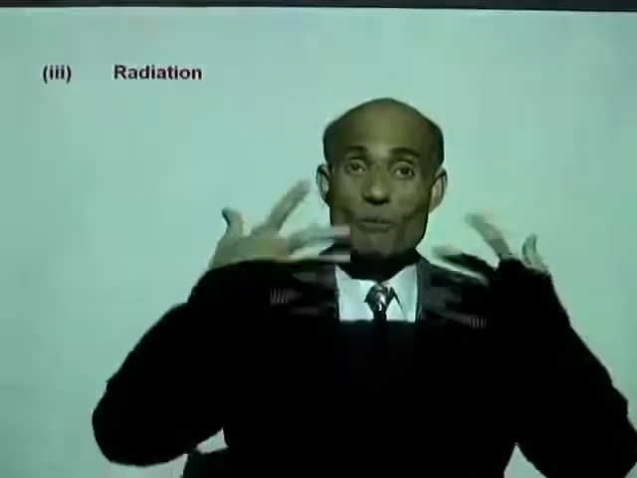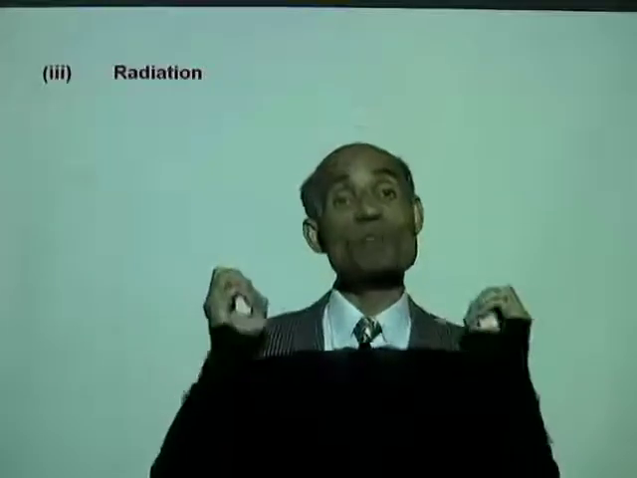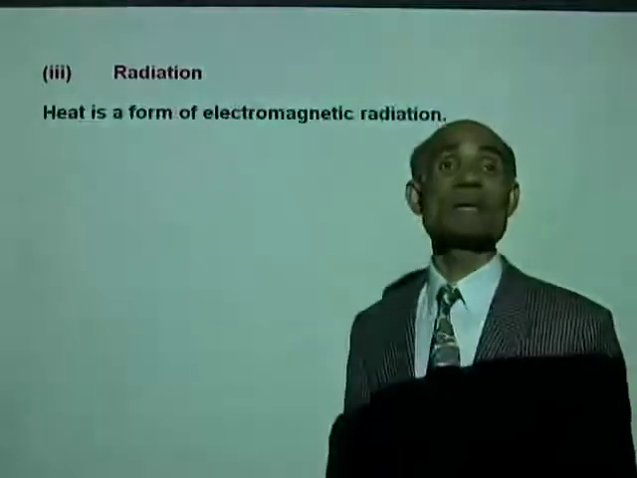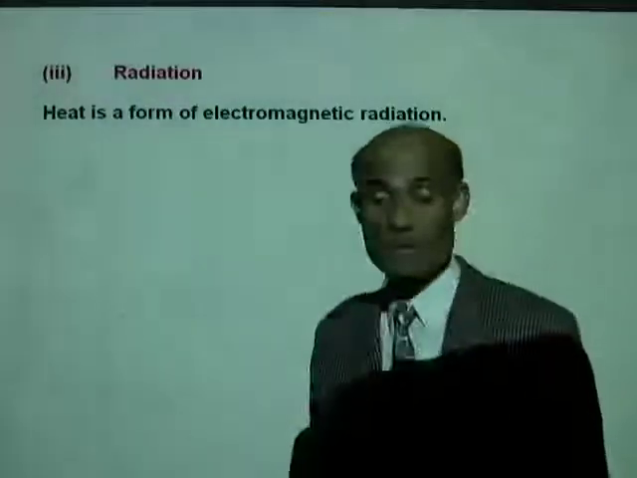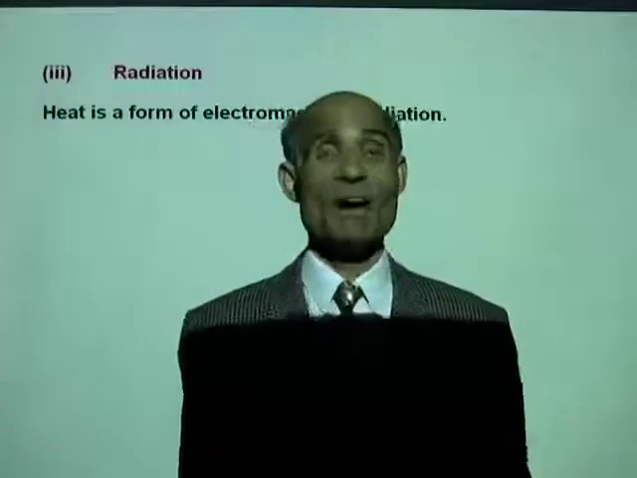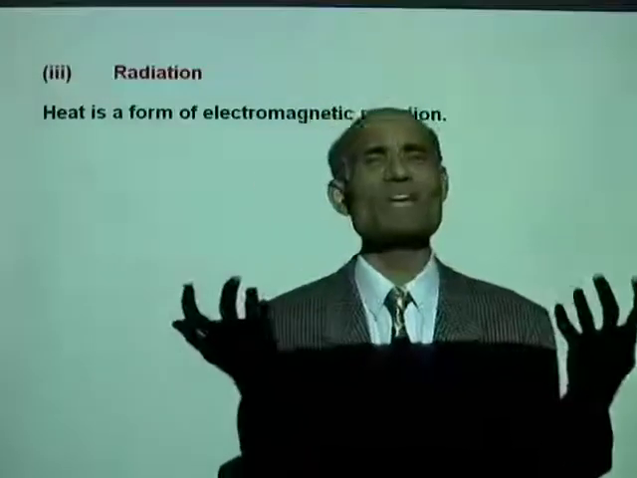I can throw each piece of chocolate to my class. Radiation. Almost all the energy that we receive from the sun is in the form of radiated energy. Sun simply throws its energy in the surrounding medium. Heat is a form of electromagnetic radiation. I want you to get an understanding of electromagnetic radiation.